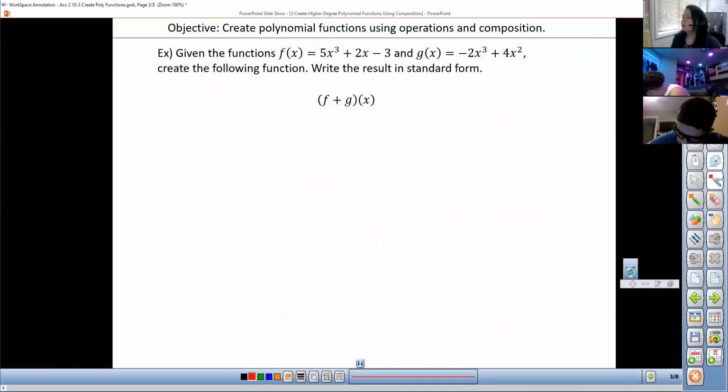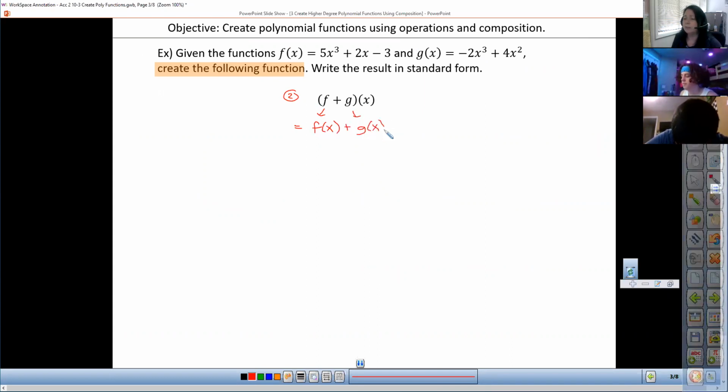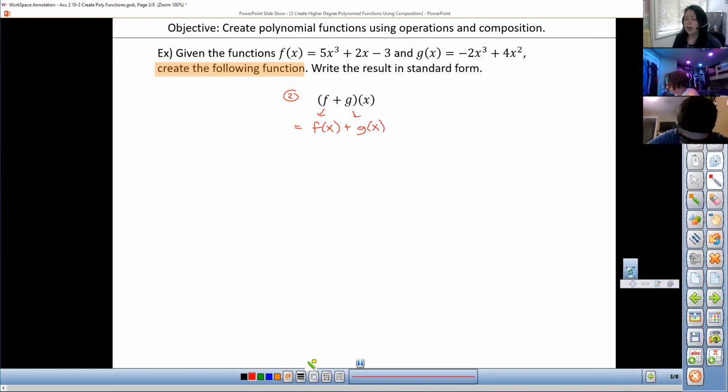All right, so for this next problem, remember this would be given to us. This is the function that we're going to create, is f plus g of x. What we need to know is what that notation means. That it means that we are going to take our first function, which is f of x, and add to it the second function named g of x. And that information should also be given to us. And we can see that up here.